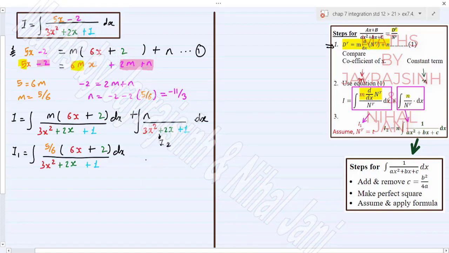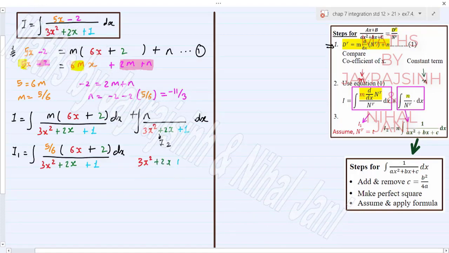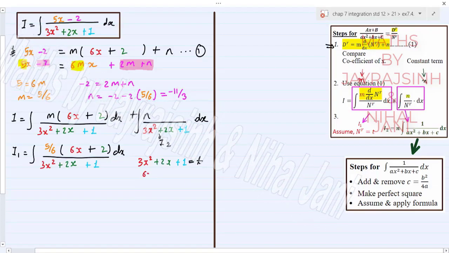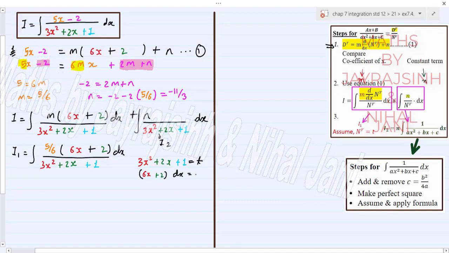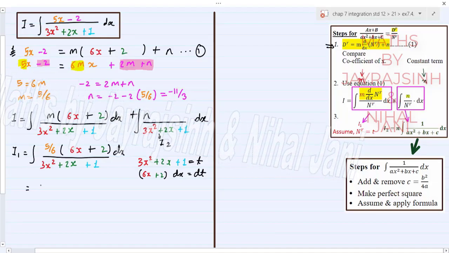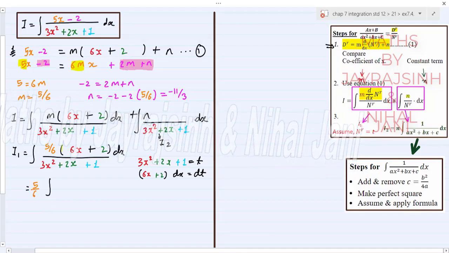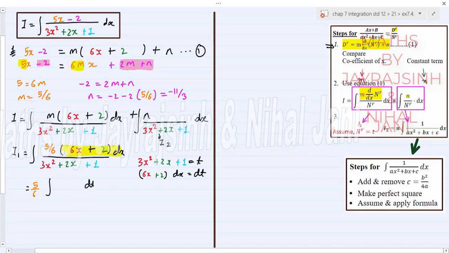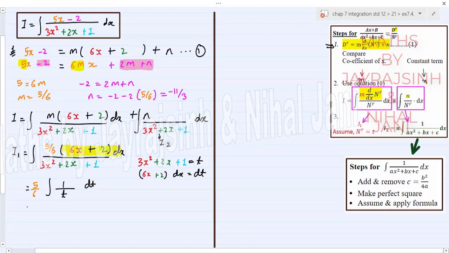Now to integrate I1, we have to assume 3x square plus 2x plus 1 is equal to t. So we will get 6x plus 2 dx is equal to dt. So if we modify our I1, this pi by 6 will remain as it is. Integration of this 6x plus 2 dx will become your dt, and 1 upon 3x square plus 2x plus 1 will be your t.